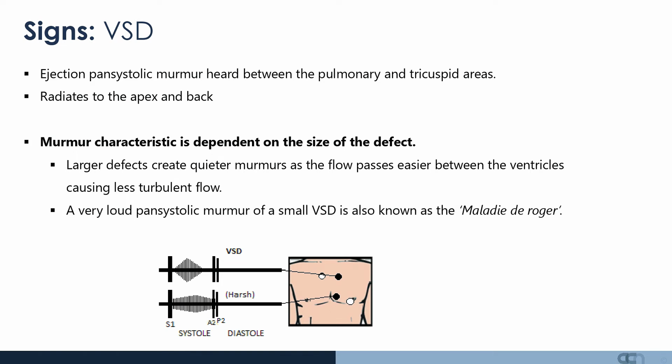Interestingly, larger defects create quieter murmurs as the flow passes easier between the ventricles, causing less turbulence. A very loud pansystolic murmur of a small ventricular septal defect is known as maladie de Roger.